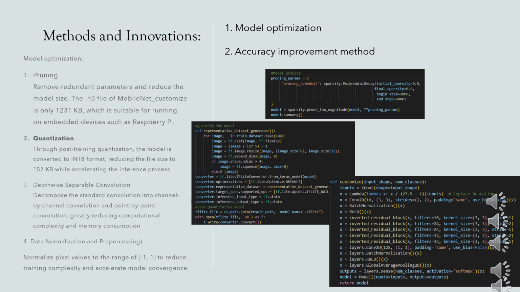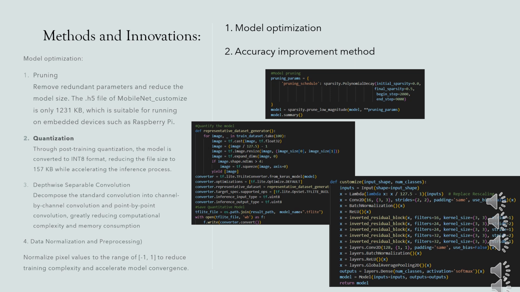Now I'm talking about the method and the innovations in my project and my machine learning model. I separate it into two parts. The first one is model optimization. The second one is the accuracy improvement method. For the model optimization part, I have four parts. The first part is pruning.